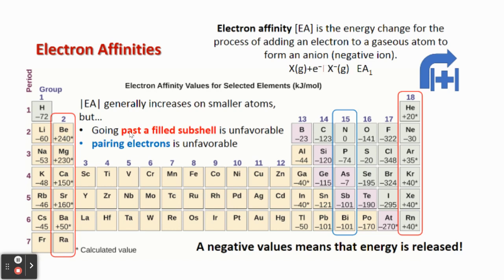Okay, going past a filled sublevel is not favorable, so there's a difference between beryllium and boron. And pairing electrons is unfavorable, so we've got a difference between group 15 elements and group 16 elements. Now, if we look, most of the values are negative values, and that's because energy is being released as the electron is being added in to form an ion.